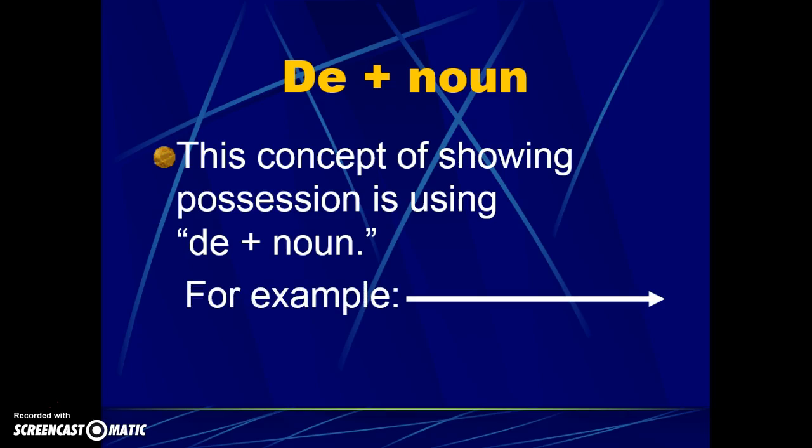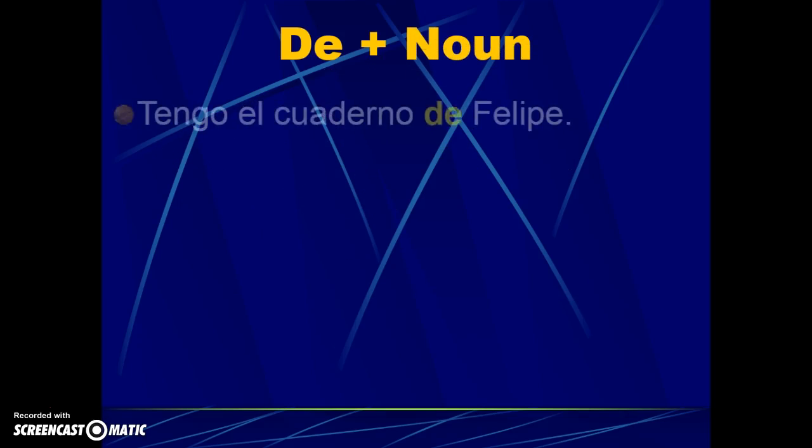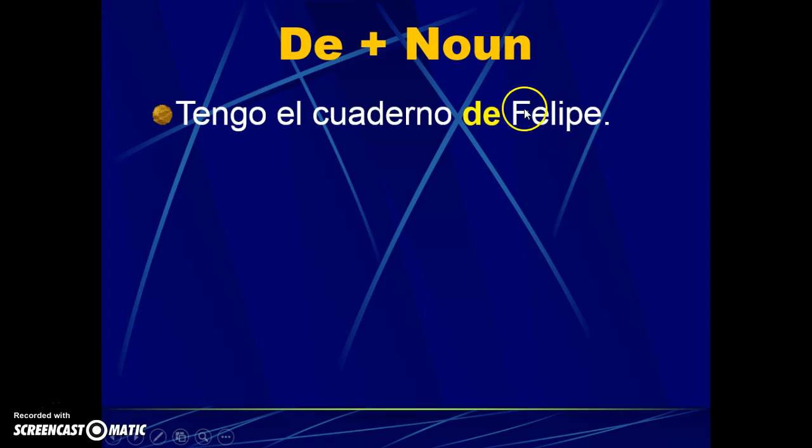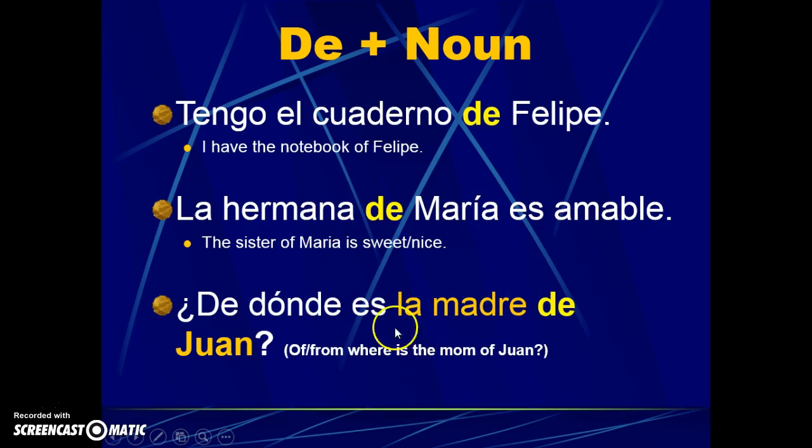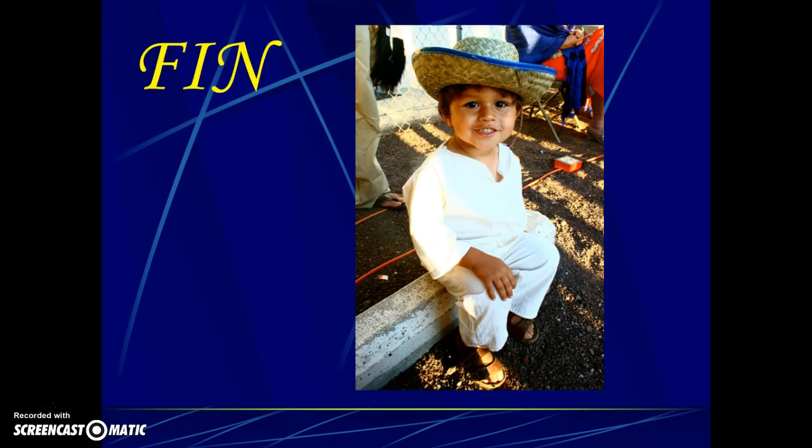So for example, let's look at some. Tengo el cuaderno de Felipe. I have, you just learned this, I have the notebook of Felipe. Or in English we would say, I have Felipe's notebook. La hermana de María es amable. The sister of Maria is nice. Or in English we would say, Maria's sister is nice. ¿De dónde es la madre de Juan? From where or of where is the mom of Juan? Su madre es de Perú. She is from Peru. His mom is from Peru.